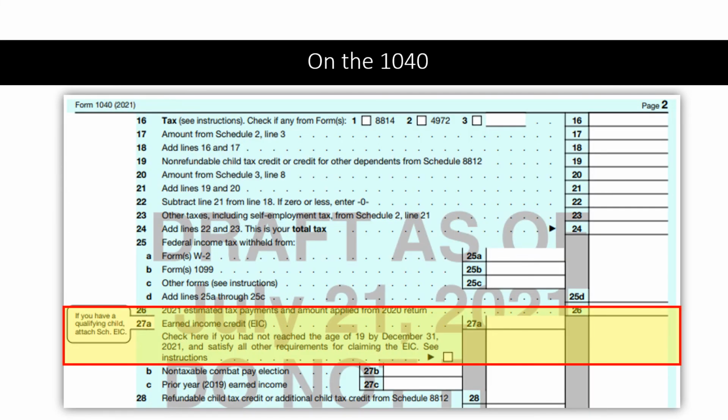And here is where the earned income credit flows on to the 1040, onto page 2. As you can see, we're working our way down page 2. So we've already calculated our total tax, and we put our other payments towards that total tax, and then we get to calculate the earned income credit and put that towards the tax. And you can see there's a little bubble there that says if you have a qualifying child, attach Schedule EIC, which we just looked at.